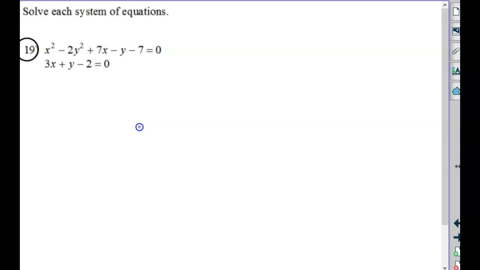It says solve each system of equations. What's wrong? Are these linear? One of them is, right? I don't know what shape the other one is. It would actually be hyperbola, I think. Okay, but you don't know that yet. All we're doing is we're going to solve by substitution. Okay, when you do these, you have to use substitution.